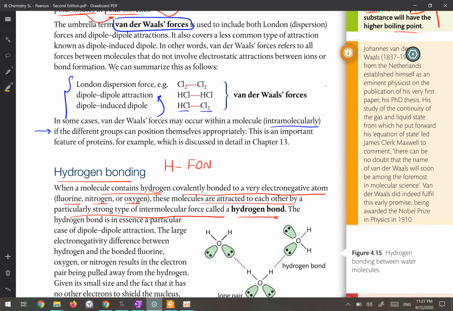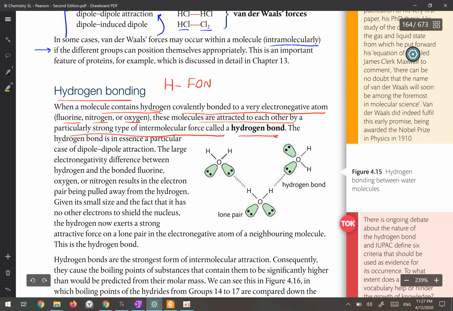Let's go back to the textbook. We can see the hydrogen bond here, so it's between the hydrogen and the lone pair that you have here. One of the reasons that it can form the hydrogen bond is because the hydrogen is small, so it allows these lone pairs to come close to that one.